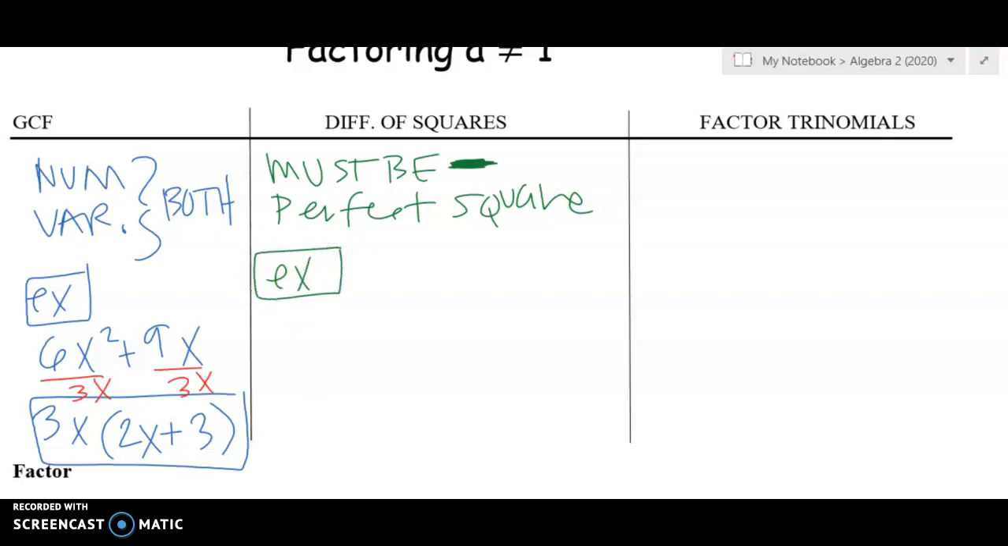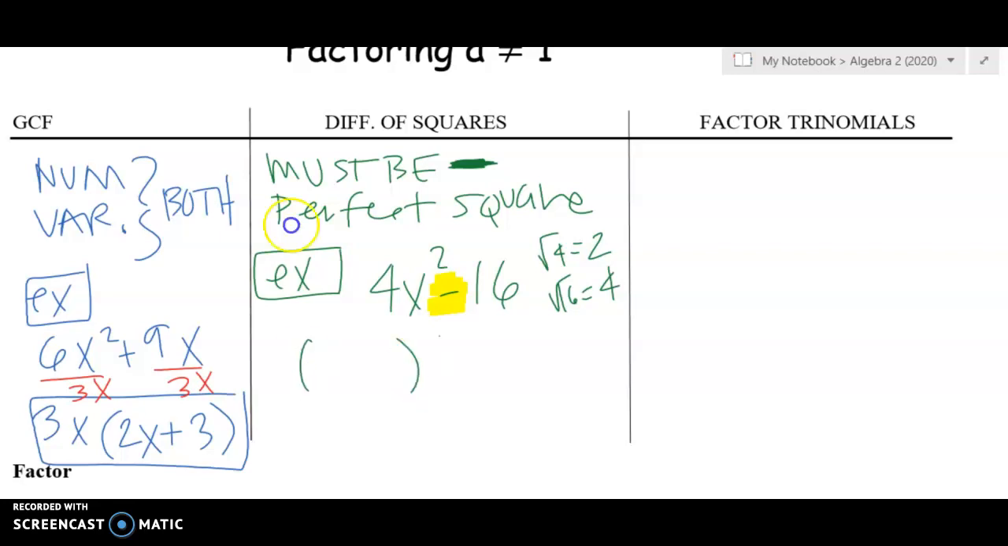So again, here's an example. 4x squared minus 16. It is a binomial. It has two terms. It has a minus sign, so that's good. And then you want to check for perfect squares. So is 4 a perfect square? If you take the square root of 4, that's 2, so that's good. And then is 16 a perfect square? If you take the square root of 16, that's 4. So that one's also good.